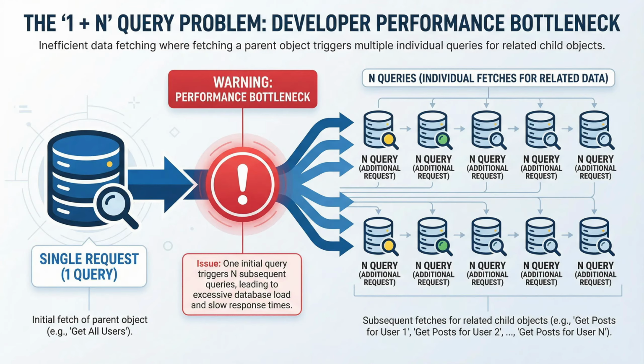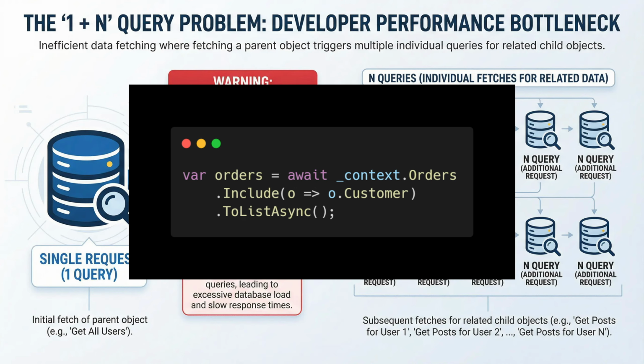The N+1 problem. This is the classic Entity Framework gotcha. N+1 queries happen when you load a list of entities, then for each entity, you load related data separately. Example: load 100 orders, then query the customer for each order. That's 101 queries. Solution: use eager loading with Include when appropriate, like in this example. But also don't abuse Include, which brings us to the next section.